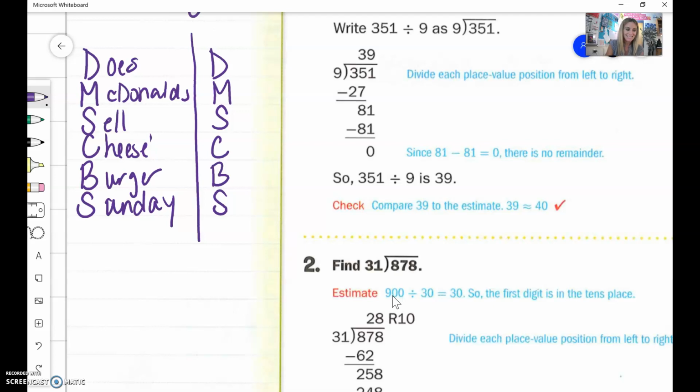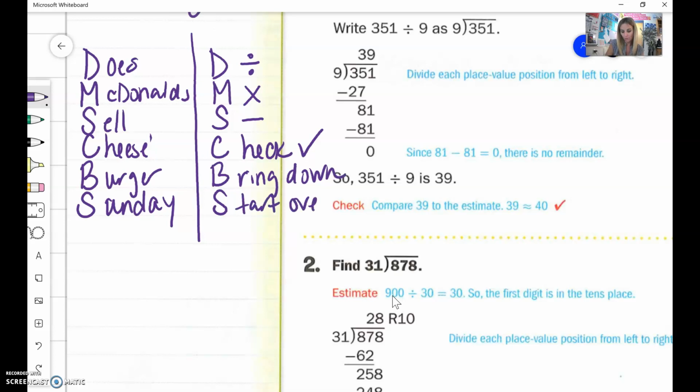So the first D, the only D, means that we're first going to divide. The M stands for multiply. After we multiply, then we subtract. Then we check, or check mark, okay? And then we bring down, and then we start over. So divide, multiply, subtract, check, bring down, and then we start all over again with division.